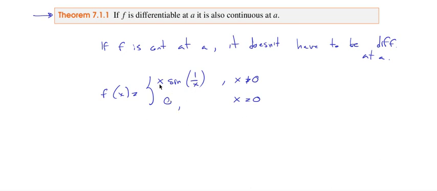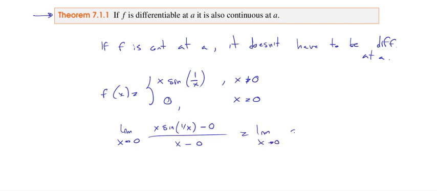Well, this function is continuous because you can compute the limit when x times the sine of 1 over x goes to 0, and it's 0. But now if we compute the limit when x goes to 0 of x times the sine of 1 over x minus 0 divided by x minus 0, this is equal to the limit when x goes to 0 of the sine of 1 over x, and we know that this doesn't exist. If the limit doesn't exist, the function is not differentiable at that point. Okay, that's the end of this.